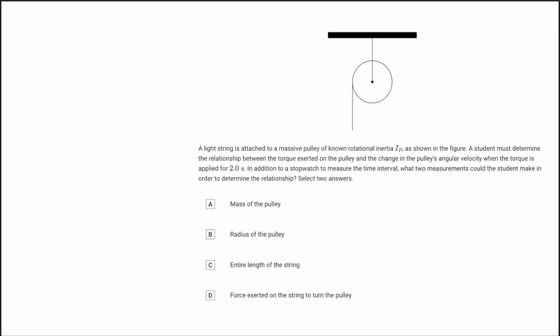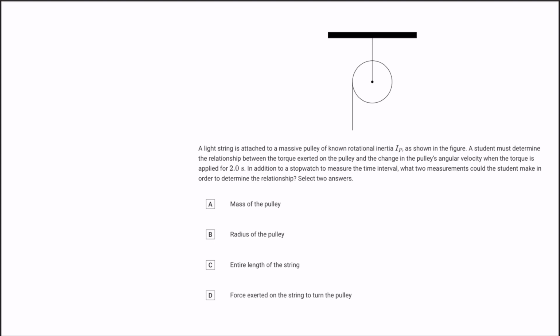Here we have a light string that is attached to a massive pulley which has a known rotational inertia. Okay, so we know rotational inertia. The student must determine the relationship between the torque exerted on the pulley and the change in the pulley's angular velocity when the torque is applied for 2 seconds. In addition to a stopwatch to measure the time interval, what 2 measurements could the student make in order to determine the relationships? All right, select 2 answers.